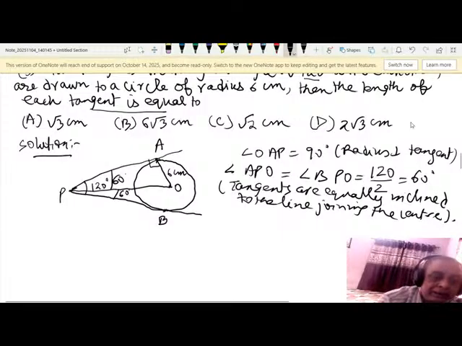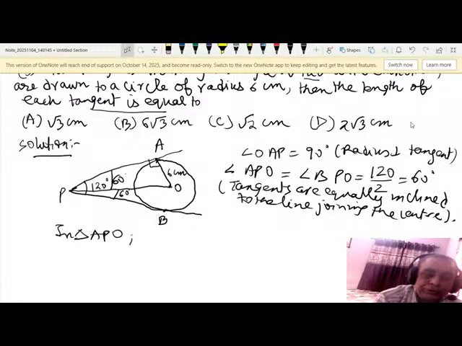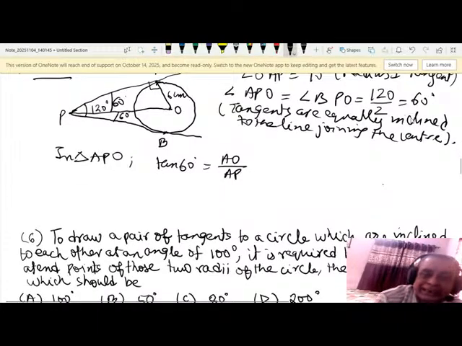Now in triangle APO, so here you use tan 60 degree. So what will be the value of tan 60 degree? It is opposite upon adjacent, that is AO divided by AP. So what is the value of tan 60 degree? It is root 3. And AO is the radius, which is 6, divided by AP. So what will be the value of AP? It is 6 divided by root 3.